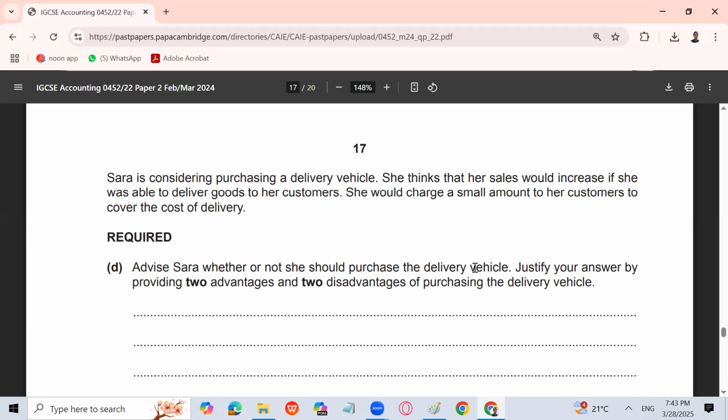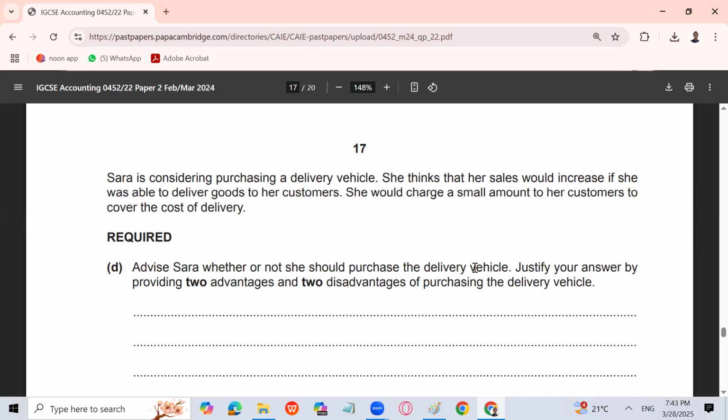She thinks that her sales would increase if she was able to deliver goods to her customers. Obviously, previously the customers were collecting the goods themselves, but now they are going to deliver the goods to the customer. But she will charge a small amount. That particular small amount will become her income, and that income will increase the profit. The profit will automatically increase.